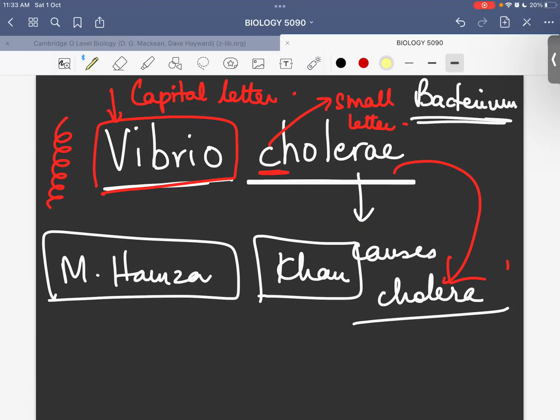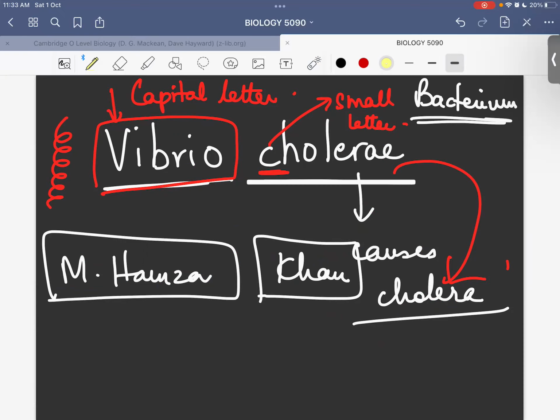And for example, I've just given the example of a boy whose name is Muhammad Hamza Khan. So Muhammad Hamza is the generic name and Khan is the surname. Muhammad Hamza is his own name. Khan is his family name, right? So miss, basically the species name is the family name, right?